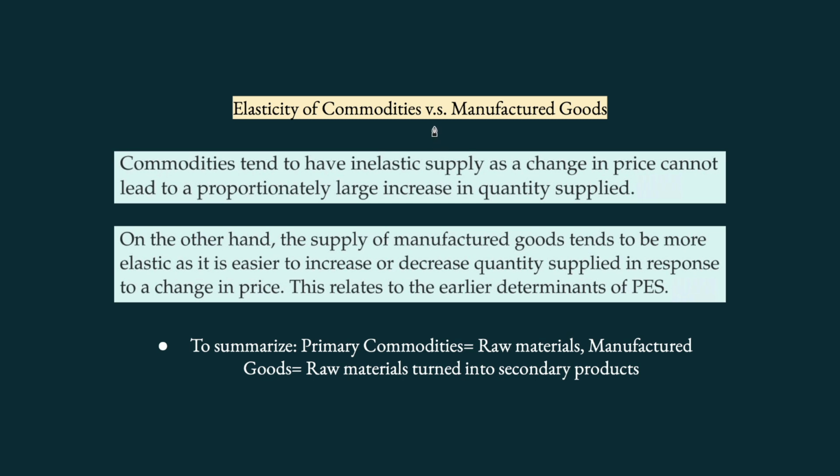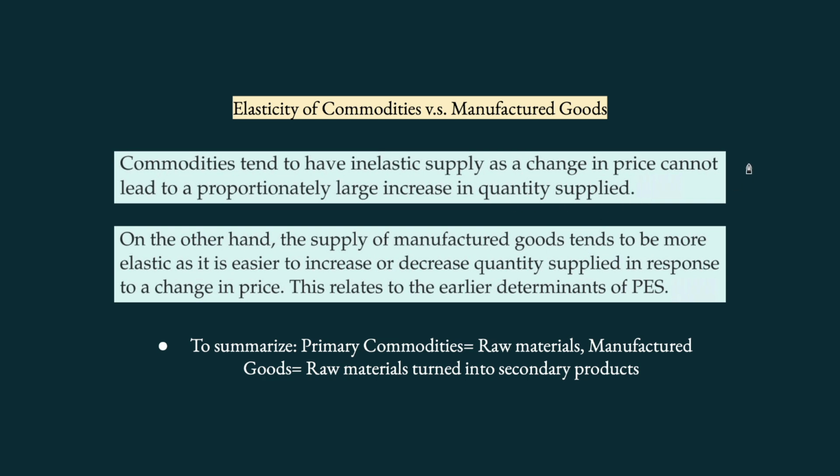The elasticity difference of primary commodities versus manufactured goods once again depends on time. So if we look at commodities, they tend to have inelastic supply, as a change in price cannot lead to a proportionately large increase in quantity supplied. Like I just said though, this relates to time.